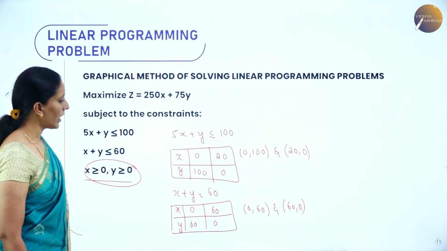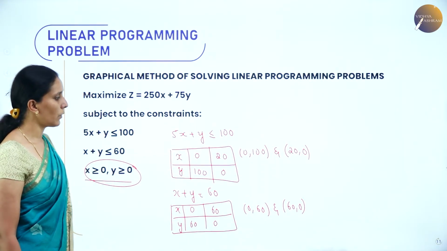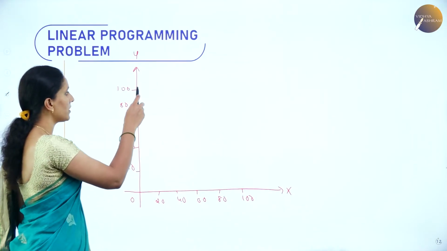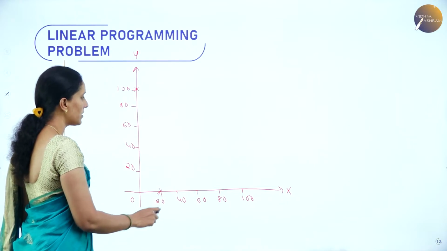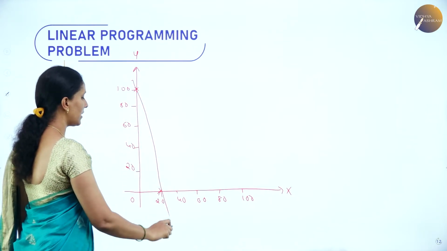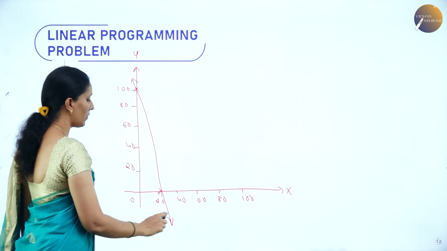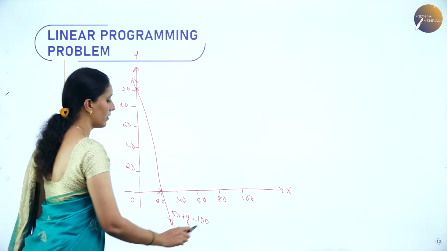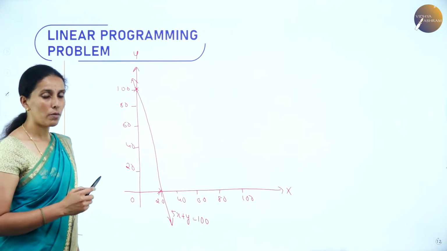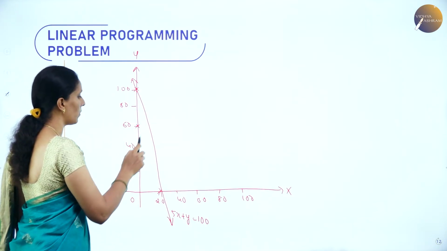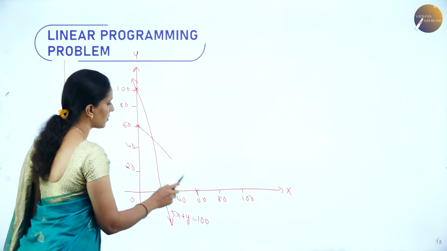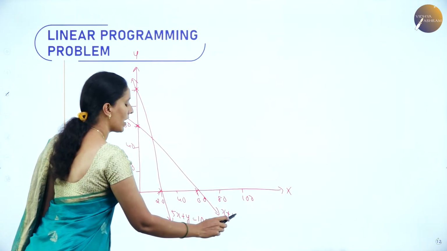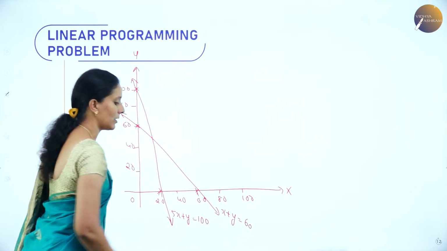Taking a different scale is okay with this function. Now here we can see for the first set of linear inequalities, the solution is (0, 100) and (20, 0). So draw a line for this equation and write the equation of this line, that is 5x plus y is equal to 100. For the next one we have (0, 60) and (60, 0). So this is the line we have. What is the equation of this line? x plus y is equal to 60.